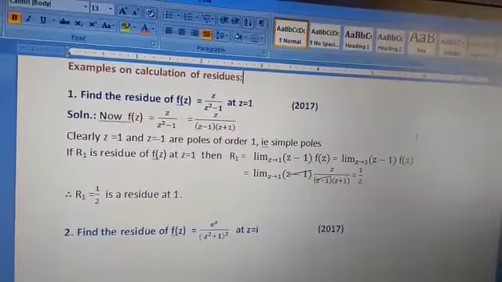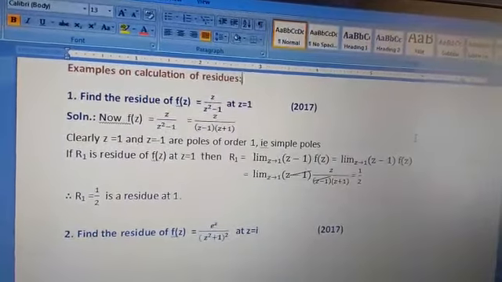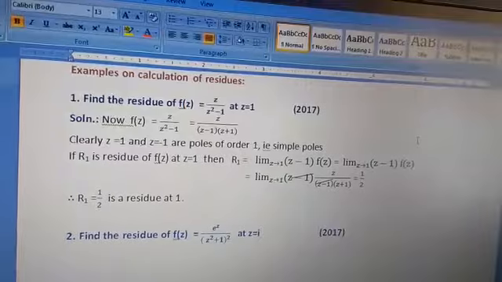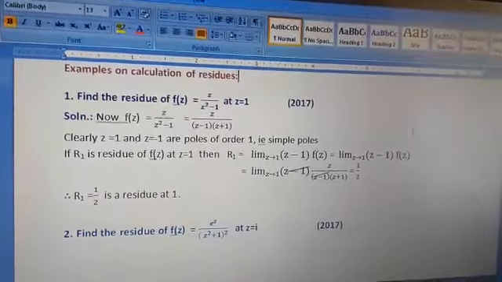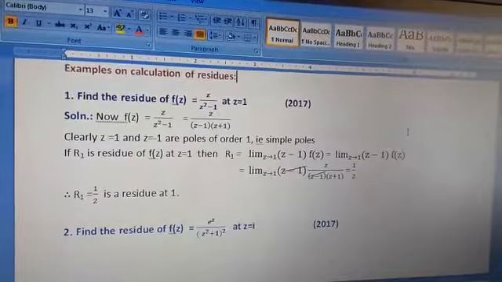Examples on calculation of residues. I will take a few examples on the simple pole as well as on the pole of order 2, and I hope you can refer to the notes and solve the remaining examples.